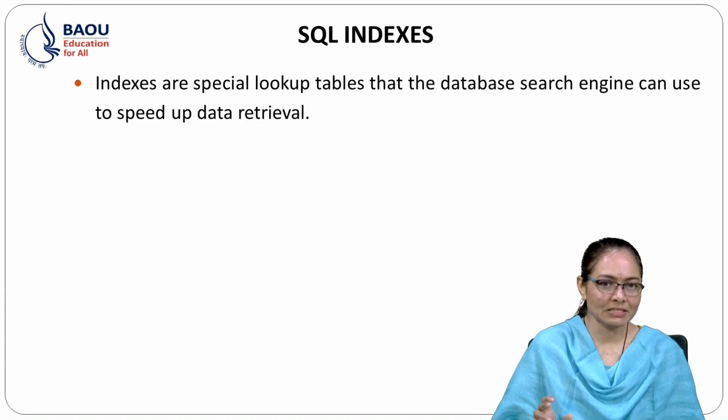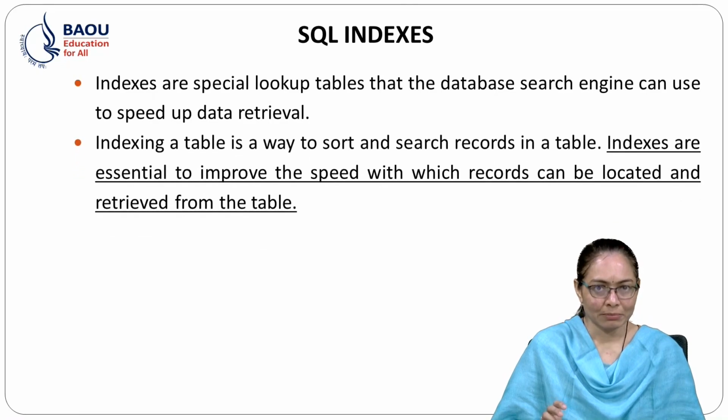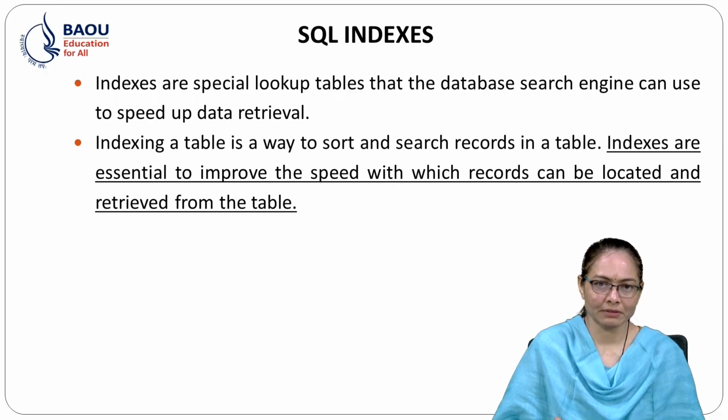When a select statement is fired to find particular records, the Oracle engine must first find the table on the hard disk. The Oracle engine performs a sequential search to locate the record as specified in the select. The Oracle engine must search the entire table columns for the particular records. Indexing a table is a way to sort and search the records in the table. Indexes are essential to improve the speed at which records can be located and retrieved from the table.